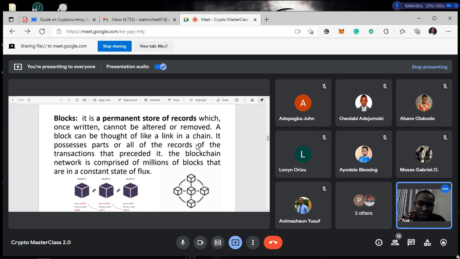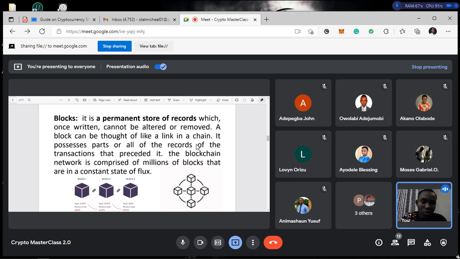If you send the coin to the wrong address, that's it. If you send it to the right address, that's it. So that block has been created. And once it has been created, it cannot be removed, it cannot be altered. Once it's written permanently. So that's the block.